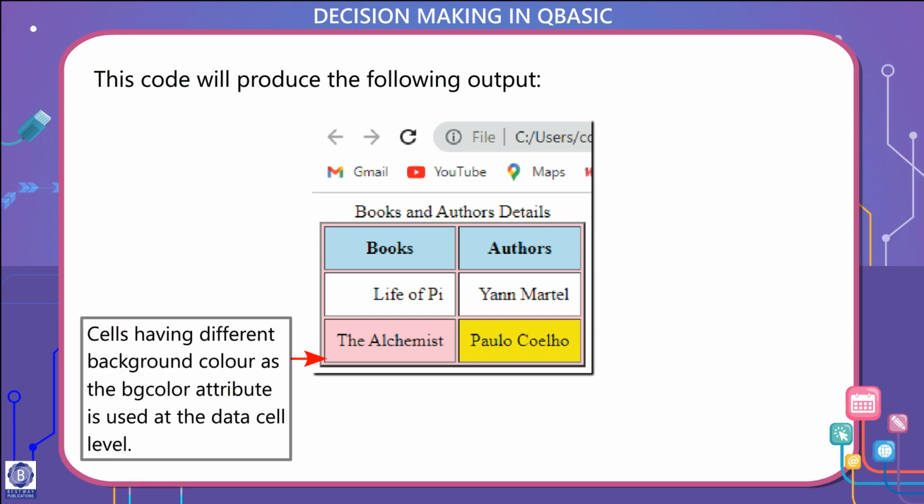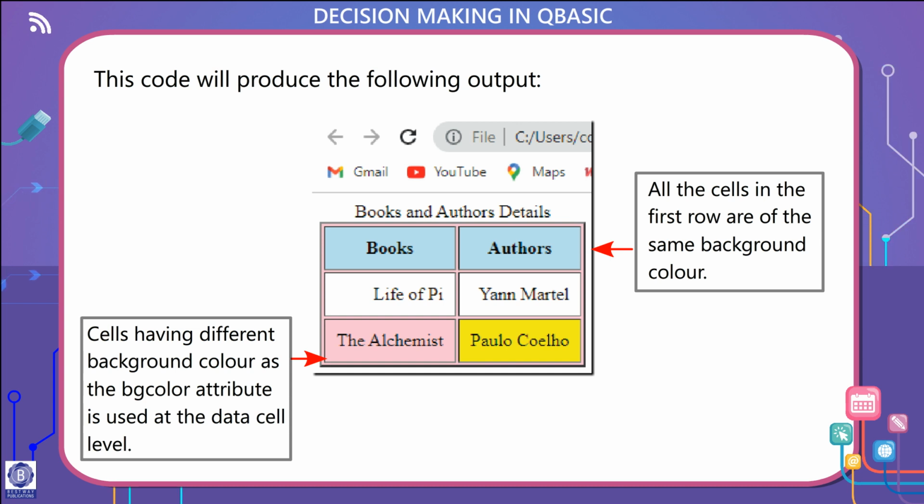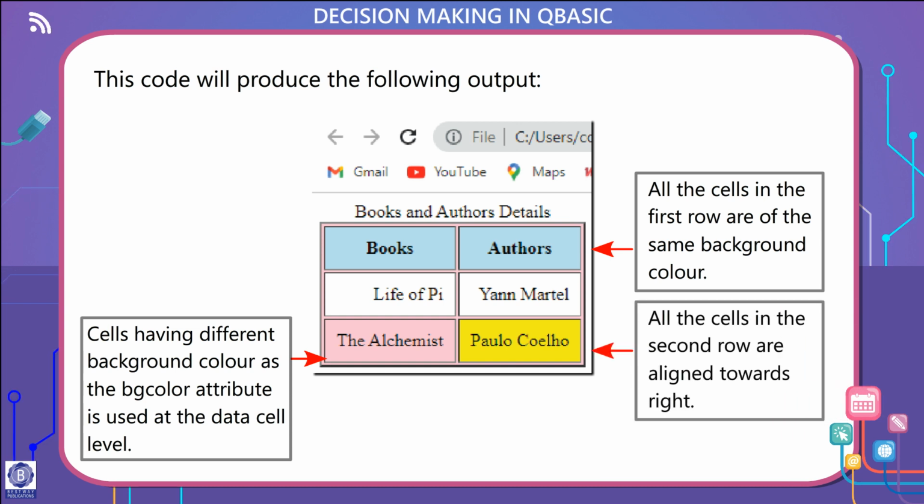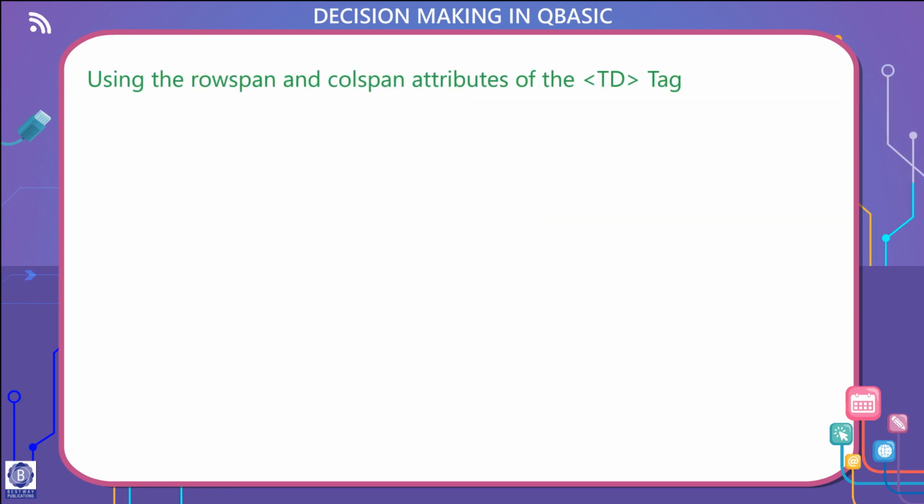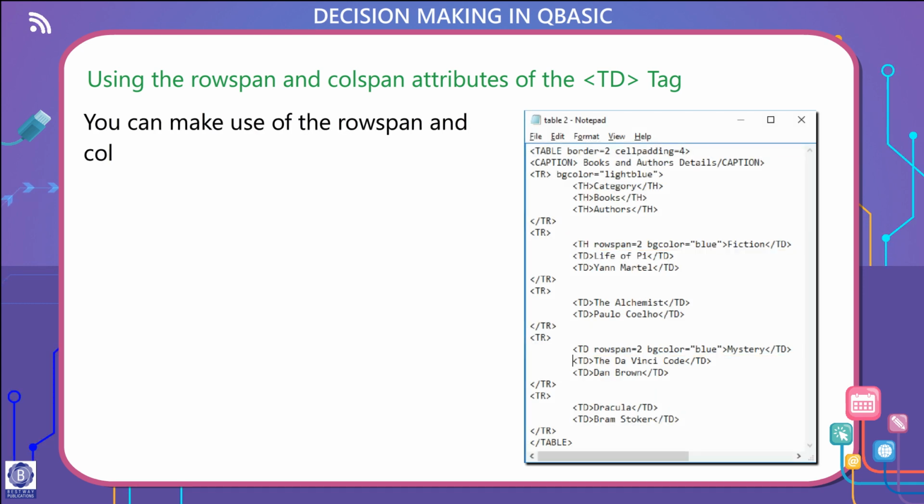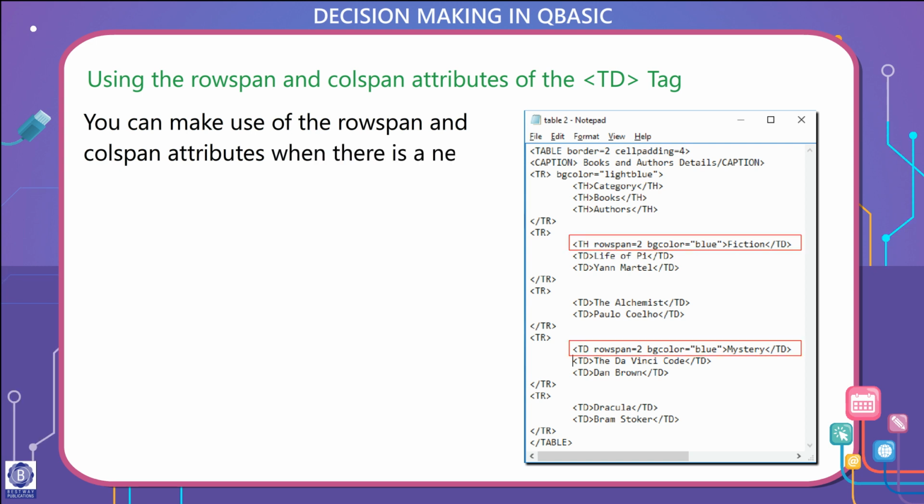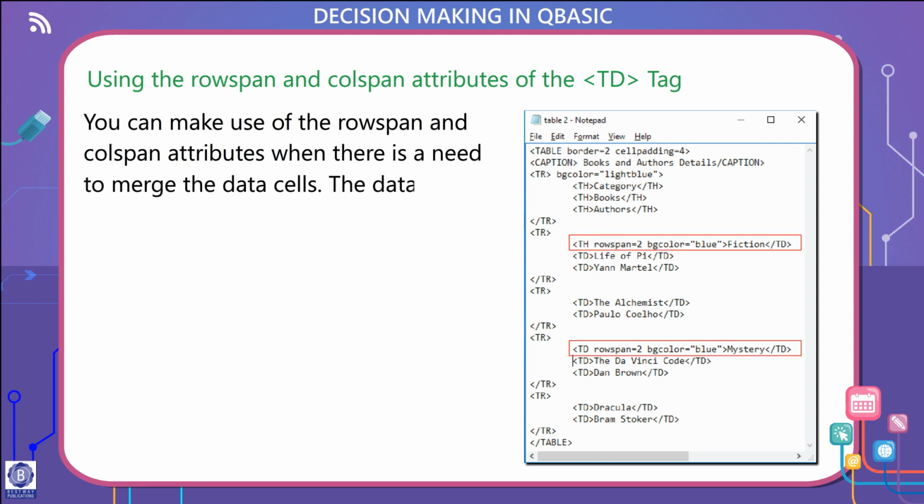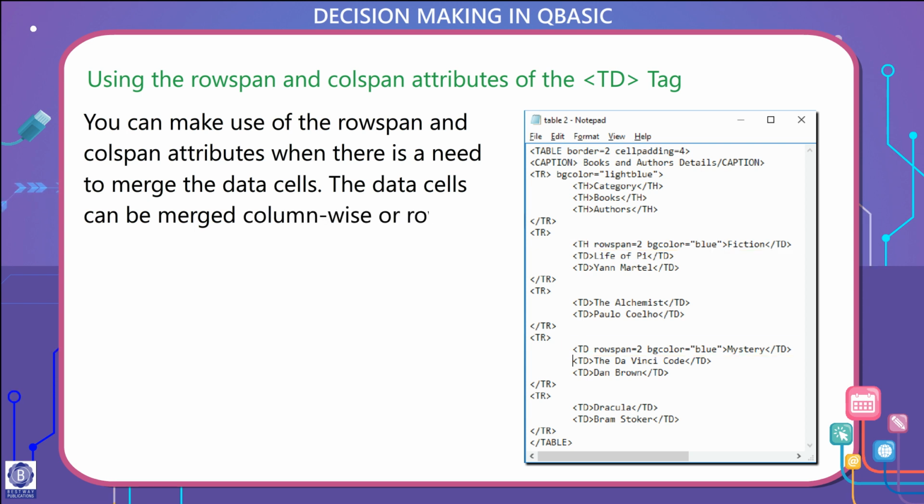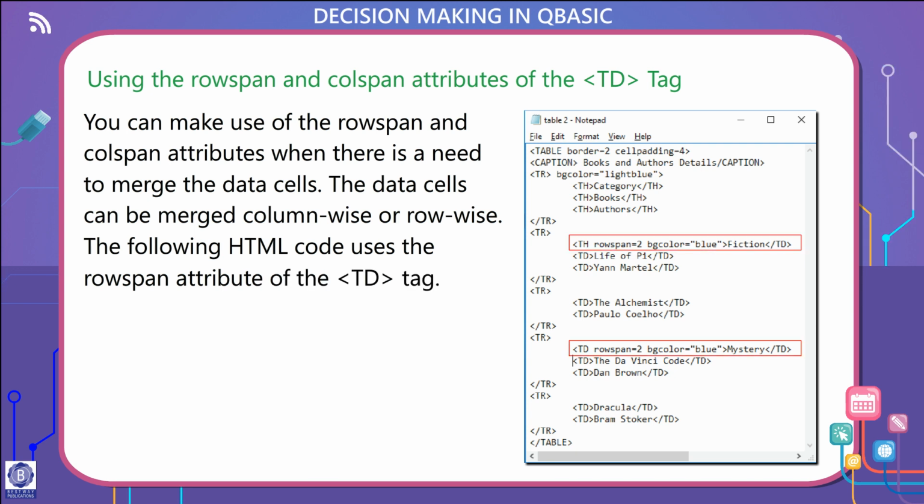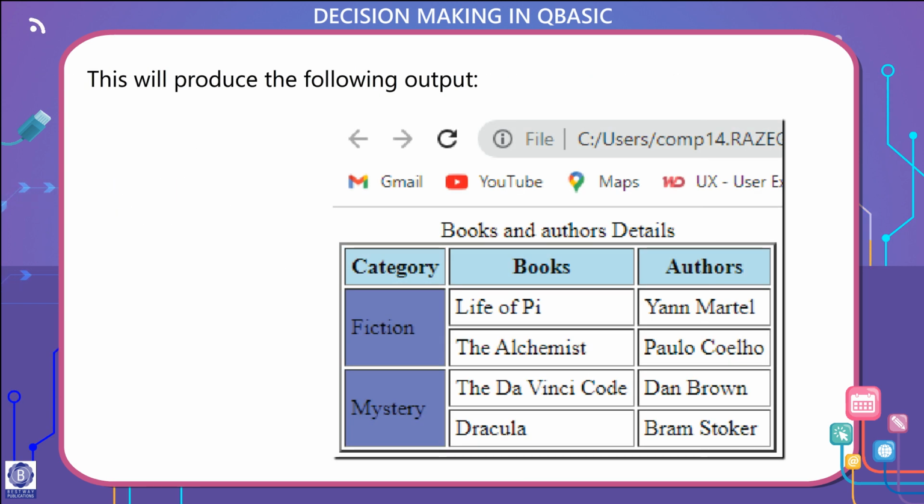Cells having different background color as the bg color attribute is used at the data cell level. All the cells in the first row are of the same background color. All the cells in the second row are aligned towards right. Using the row span and col span attributes of the td tag. You can make use of the row span and col span attributes when there is a need to merge the data cells. The data cells can be merged column-wise or row-wise. The following HTML code uses the row span attribute of the td tag. This will produce the following output.